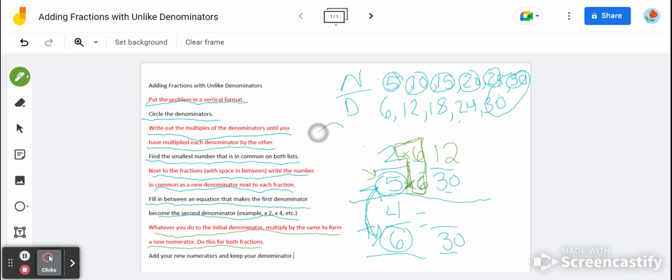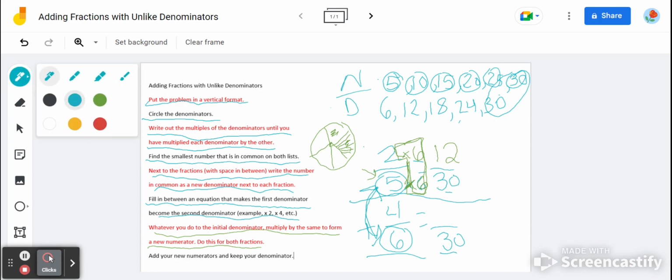And if you wanted to show with your class a picture representation, you can have your 2/5. And then each piece you're going to split into 6 pieces. You're going to get 6 pieces here and 6 pieces here. And then they'll see, oh, that's 12 pieces out of 6 times 5, which is 30. So we're splitting each one into 6 pieces.